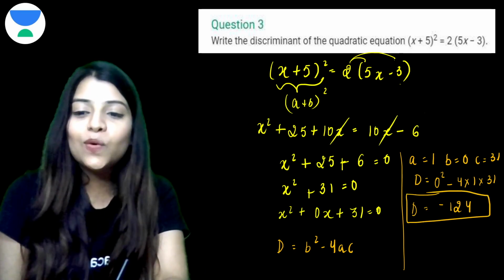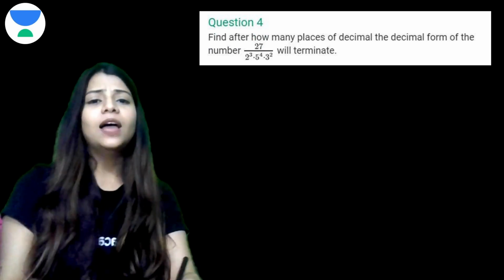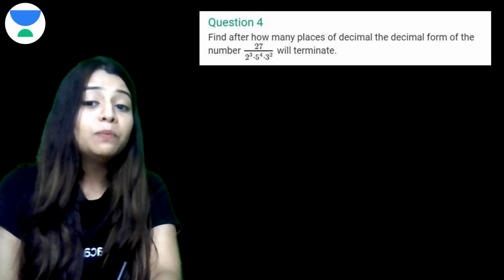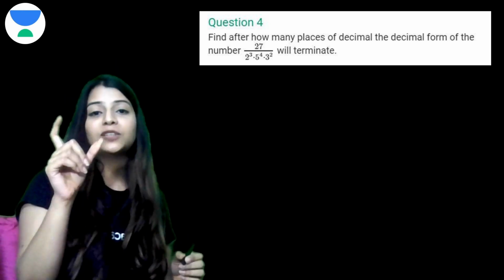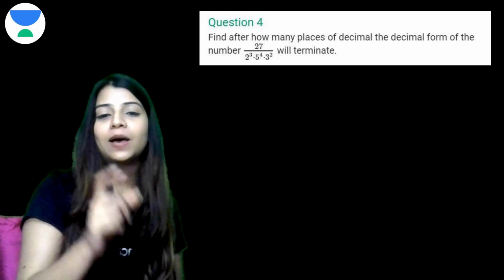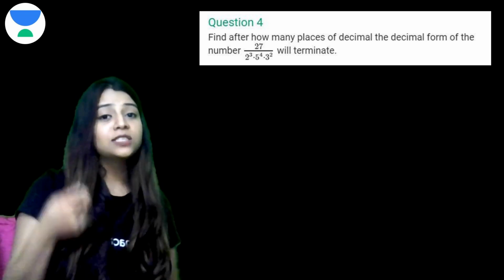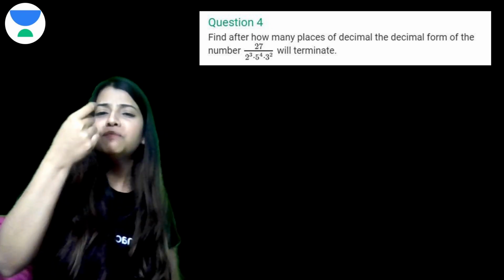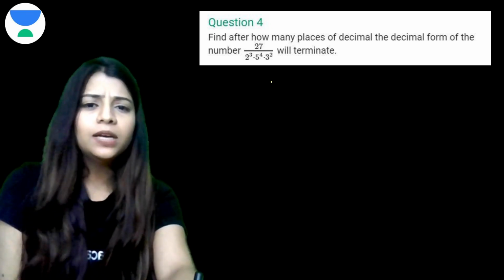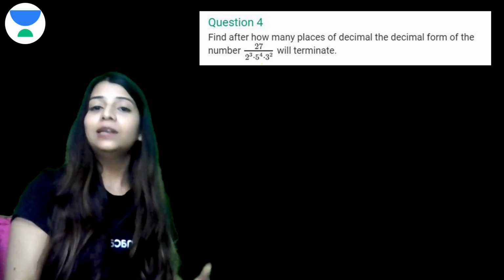All right, so moving forward to your fourth question. Here we have to calculate after how many decimal places this expression will terminate. This is from our real numbers, and we know that a decimal expansion will only terminate if it has 2 to the power something and 5 to the power something in the denominator. But here I can see 3², and most of the people will write down that this will not terminate.